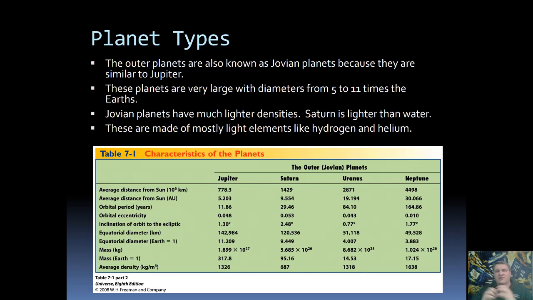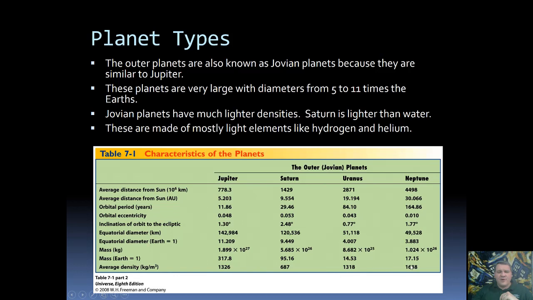These are the large planets in the solar system. They have both large diameters as well as large masses. Their diameters range from 5 to 11 times the diameter of the Earth. Now, although these are big, both in radius and in mass, they actually have very low densities. So again, this bottom line is the density.